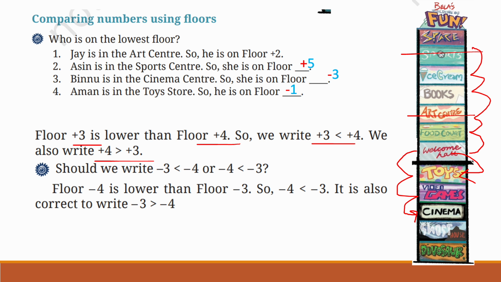Should we write -3 is less than -4 or -4 is less than -3? Floor -4 is lower than floor -3. So, -4 is less than -3. It is also correct to write -3 is greater than -4. So, -4 is less than -3, or we can write -3 is greater than -4.